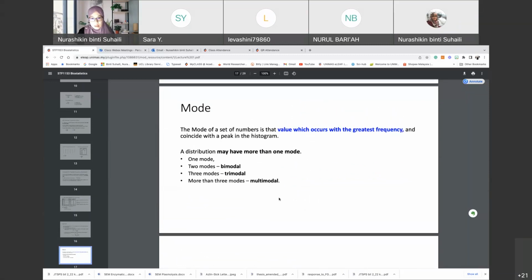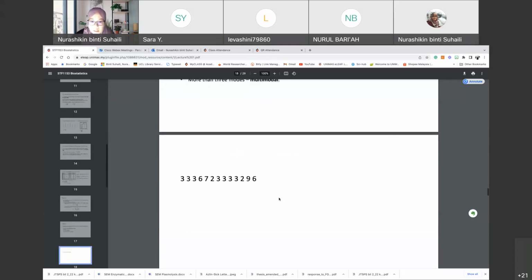Mode is the one with the greatest frequency. Sometimes there are certain distributions or data sets that have more than one mode, meaning two values have the same frequency. That's called bimodal. 2 modes, bimodal; 3 modes, trimodal; more than 3 modes, multimodal. So it's just the terms that you have to take note of.